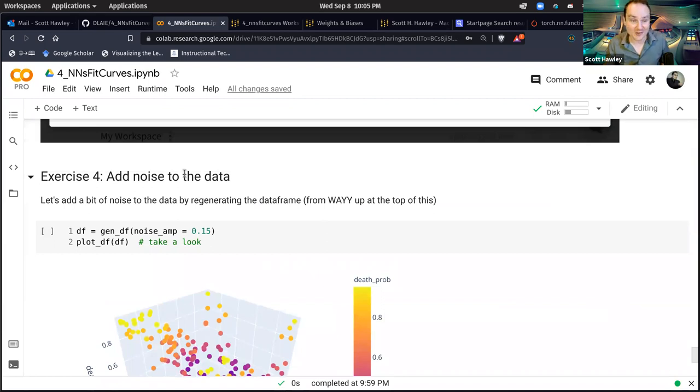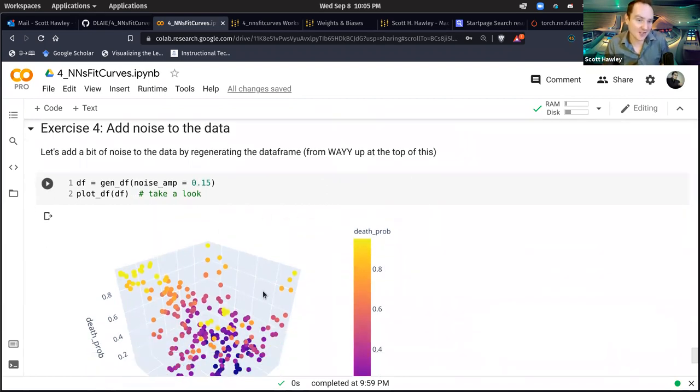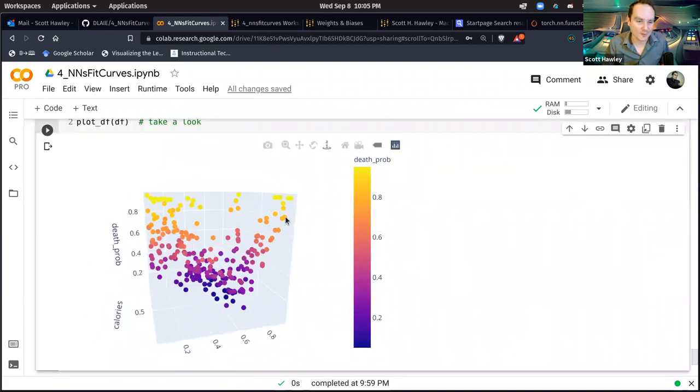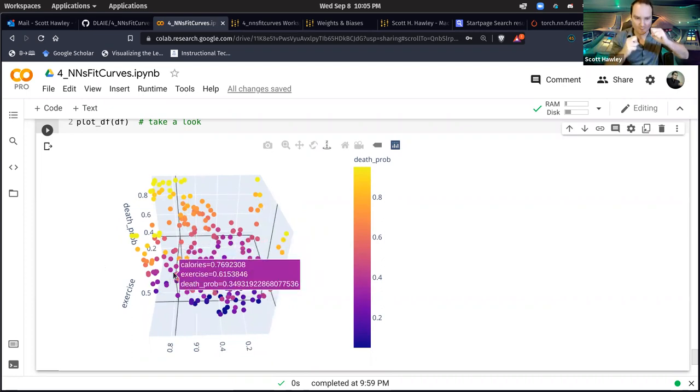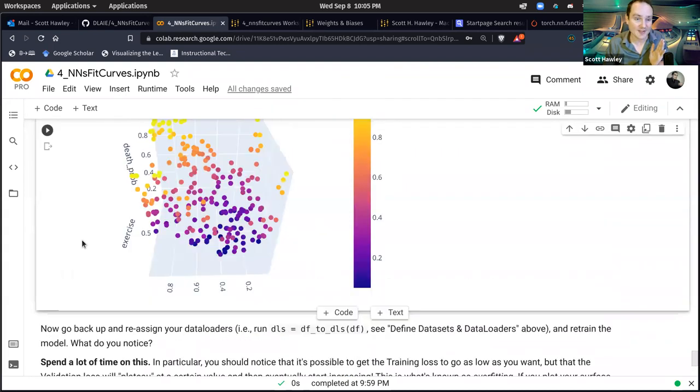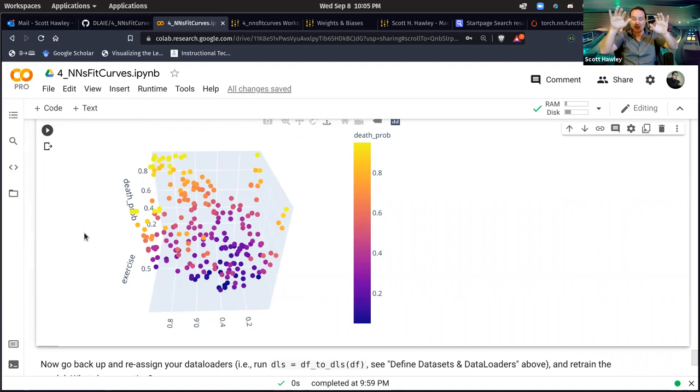Exercise four, here's where things get really interesting. Add noise to the data. When you add noise, and I'm suggesting something like 0.15, instead of fitting a smooth surface, this doesn't quite fit. And what can happen is we can get overfitting, where the training data adjusts the surface so that it fits each and every single little data point really, really well in the training data. But the validation data, because of the noise, is not on that surface. What we'll tend to see is our training loss and our validation loss will go down, but then the training loss will keep going down. The validation loss will either plateau while the training loss keeps going down, and in many cases, the validation loss will start to come back up. And that's what we call overfitting.